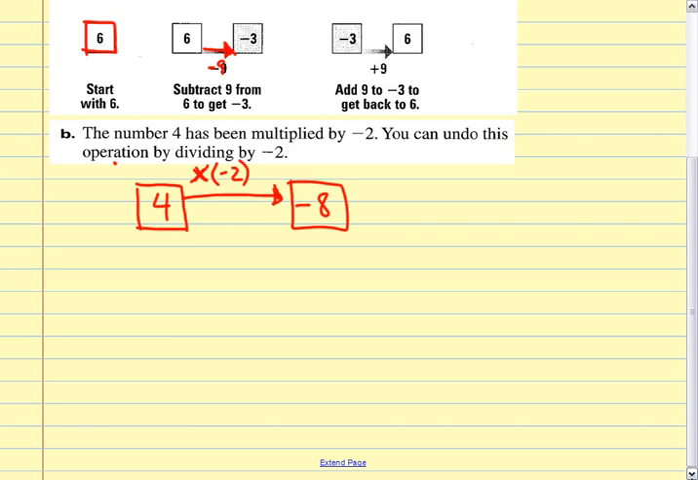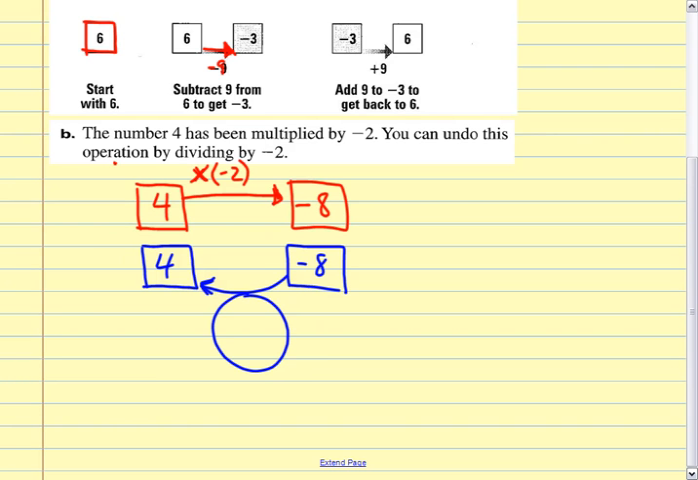Now, watch what I do here. They want us to undo this. So I'm going to draw 2 boxes again. But instead of having an arrow on the top, I'm going to have an arrow on the bottom going this way. And I'm going to have the same numbers here, 4 and -8. But this part right here is going to change. I don't multiply by -2. How do I undo that, Emma? I'm going to divide by -2. -8 divided by -2 is equal to +4.